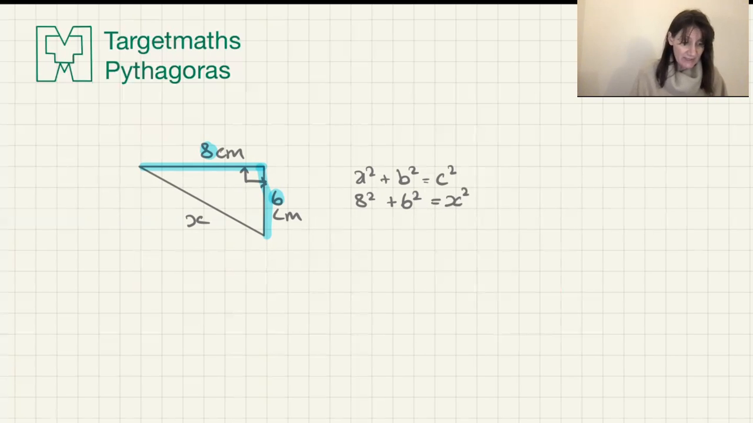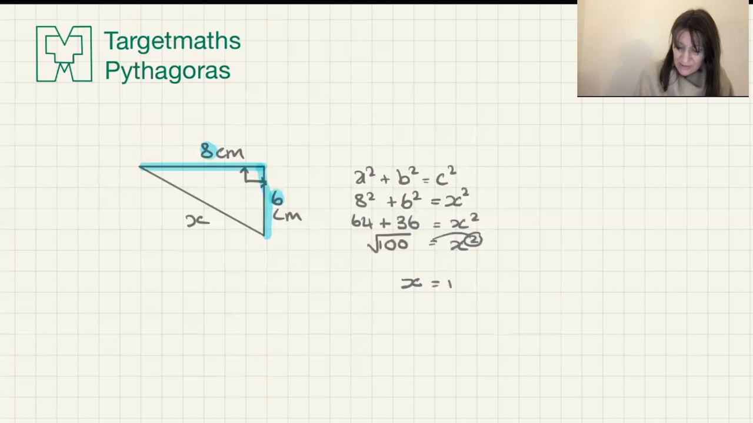Now I can do this piece of maths, 64 plus 36 equals x squared. Tidy it all up and I've got 100 equaling x squared. And then I want to get rid of that power 2, it lands as a root. Square root of 100 is 10, so x is equal to 10.